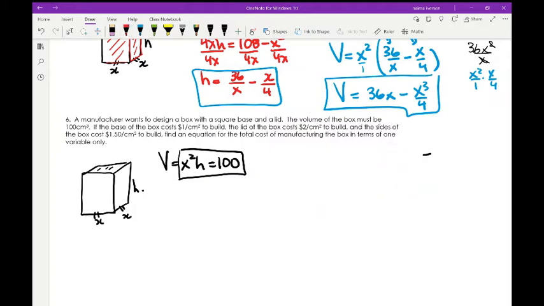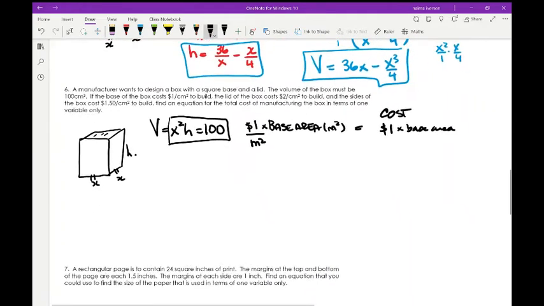So let's think about what this means. Okay, so what this means is that the base area in meters squared costs $1 per meter squared to build. So its cost is going to be $1 times base area.